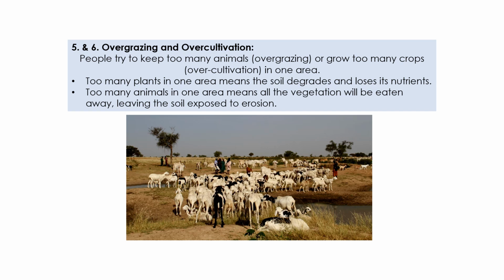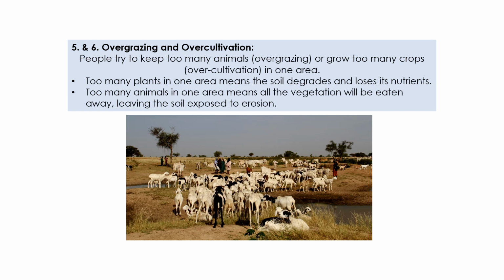And also overgrazing and overcultivation. Overgrazing is when too many animals are kept on a piece of land. They overeat the vegetation, so the vegetation is removed. Topsoil will then be washed away, leaving behind the infertile soil.